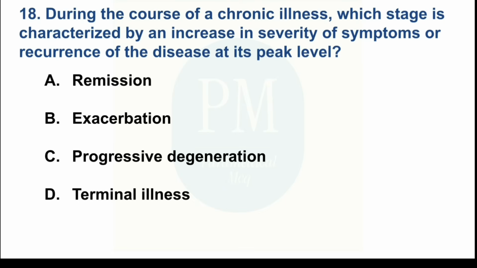During the course of a chronic illness, which stage is characterized by an increase in severity of symptoms or recurrence of the disease at its peak level? Option A, remission. Option B, exacerbation. Option C, progressive degeneration. Option D, terminal illness. The correct option is option B, exacerbation.